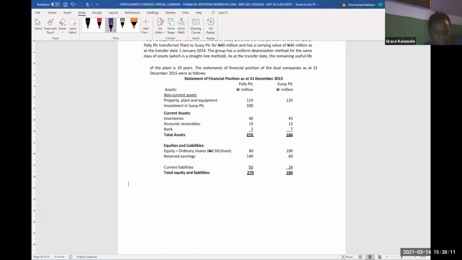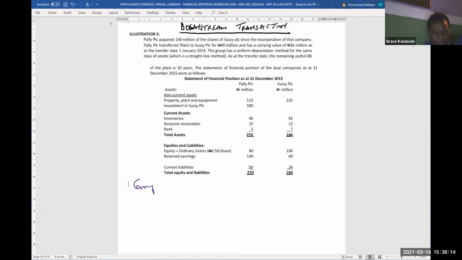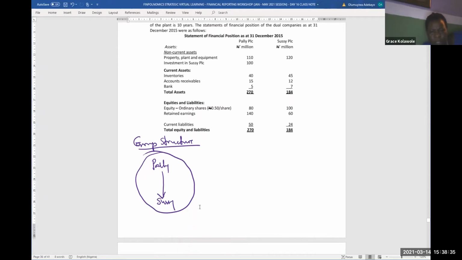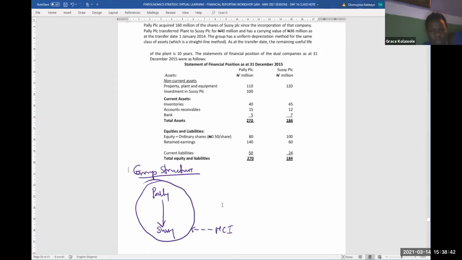Equities and liabilities. Equity, ordinary shares of 50 naira per share, for Pali is 80 million naira and 100 million naira for Suzy. Retained earnings, 140 million naira for Pali and 60 million for Suzy. Total current liabilities, 50 million for Pali and 24 million for Suzy. Total equity and liabilities, 270 million for Pali, 184 million for Suzy.